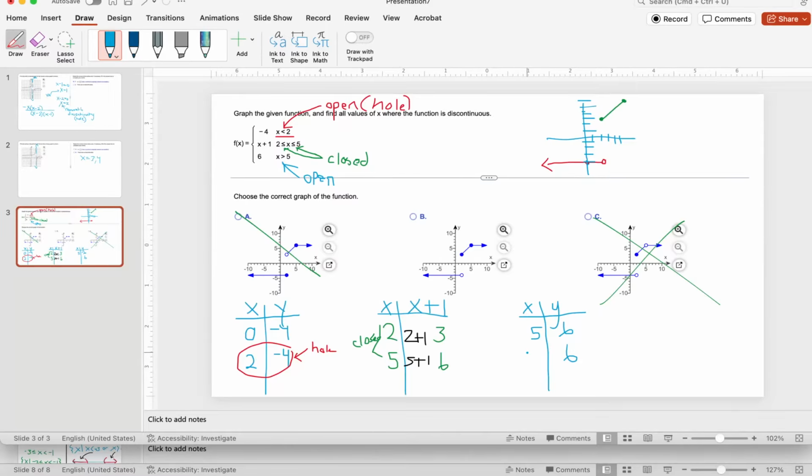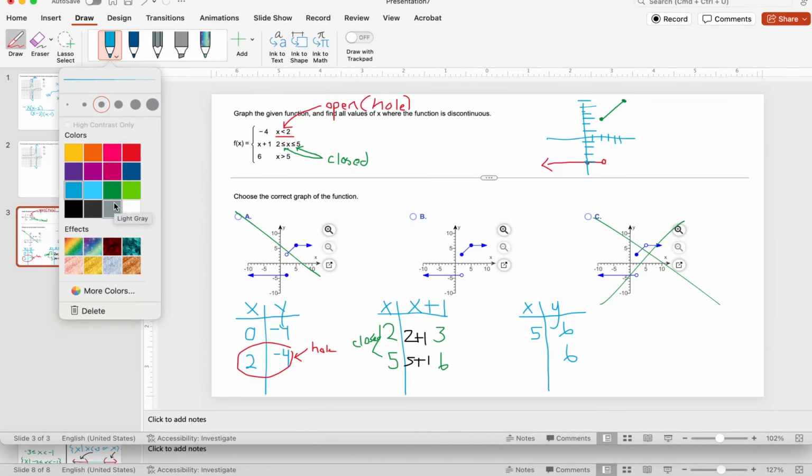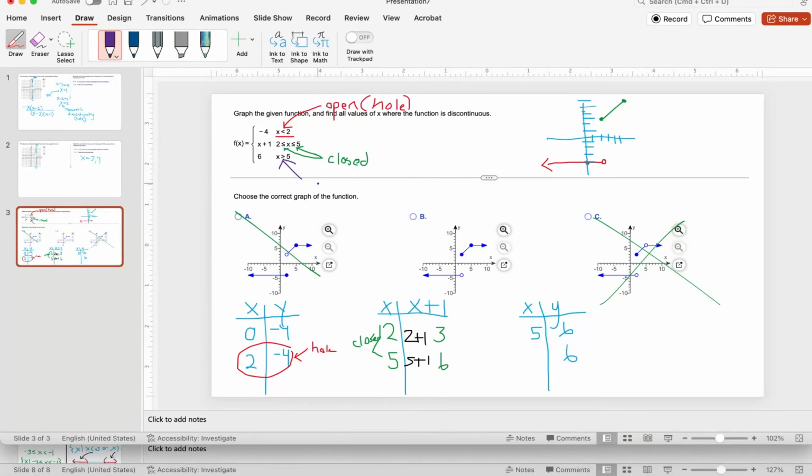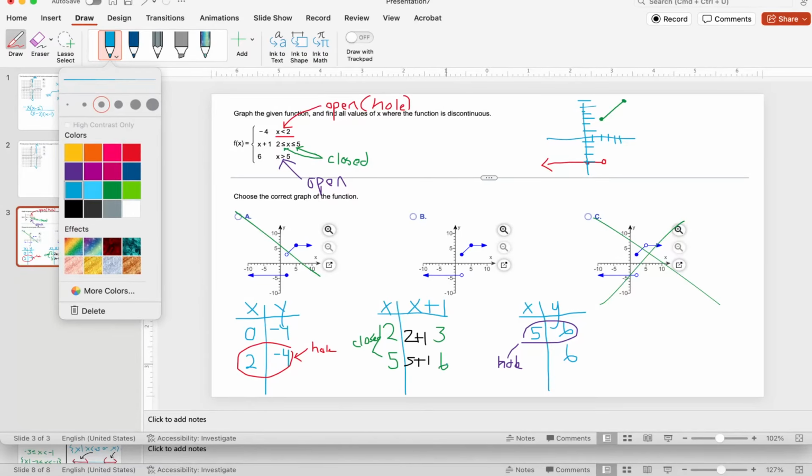I'm going to be a little OCD because I think the coloring helps on these problems. Let's do purple. Okay, so this one is open. When x equals 5, this one is open. There's a hole in the graph then, right? Now the thing is, even though there's a hole, it got filled in over here. It was included on this 5, 6.